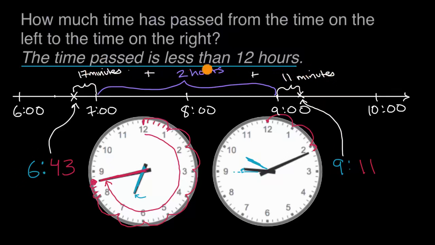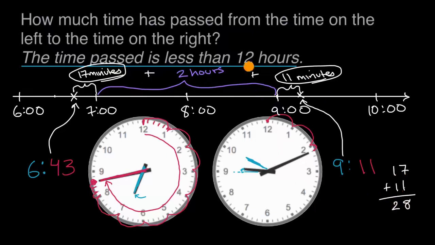Well, I find it a little bit easier to just think about the minutes first. So if I add 17 minutes to 11 minutes, 17 plus 11 is 28. I can do that on the side if you want to see it. 7 plus 1 is 8. 1 plus 1 is 2. So we are going to have a total of 2 hours and 28 minutes. And I could write it that way, 2 hours and 28 minutes. And we are done.